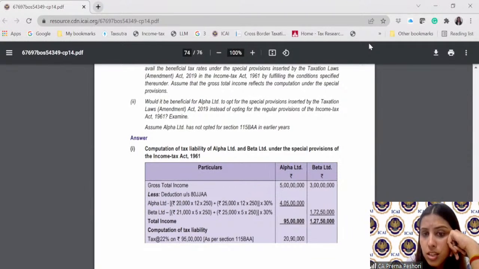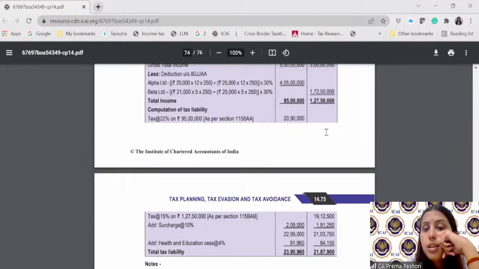That's for Alpha. For Beta, it can go for 115BAA also. Can Beta also go for 115BAB? The answer is yes, because Beta is incorporated in 2021 and it is in the manufacture of leather. And therefore, for Beta, the tax rate will be 15% plus surcharge of 10% plus 4%. Also remember one thing, since it is in the manufacture of leather, 80JJAA is applicable and that's what we have taken into consideration. So this is your tax liability with respect to Alpha and Beta.